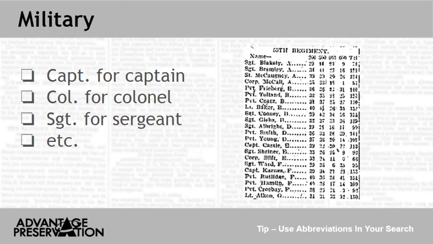Another example is the military. Over here on the right, you've got a list of the 55th Regiment. As you can see, there are abbreviations for the title of the person. You see SGT for sergeant, CORP for corporal, PVT for private, LT for lieutenant, etc. There's captain and corporal again, and lieutenant again. So the abbreviations for captain, colonel, sergeant are used a lot of times in the newspaper in abbreviated form rather than the full word.